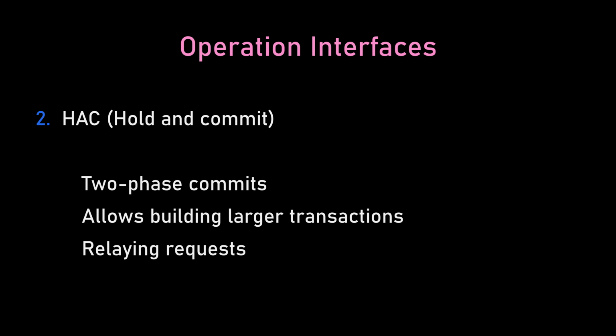The second strategy is what I choose to call HAC, hold and commit. This entails the administration of two-phase commits. HAC allows for larger transactions to be composed across such systems, which is essential for a composable distributed architecture. This can be seen by the fact that smaller HAC operations can form part of a larger HAC transaction, where the preparation and commitment phases can easily be implemented by relaying these requests to the constituent parts.